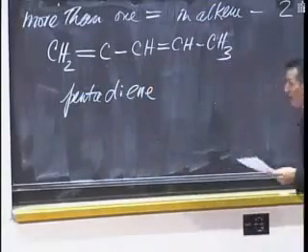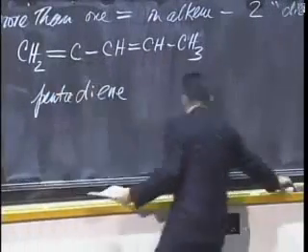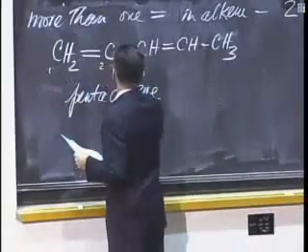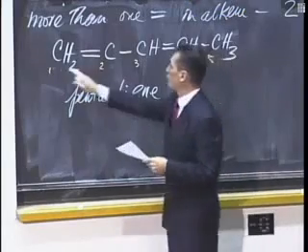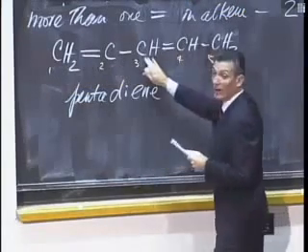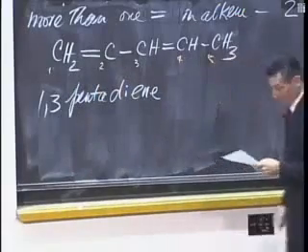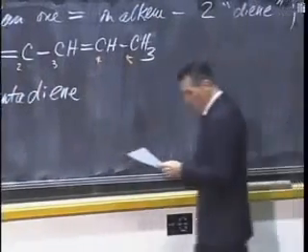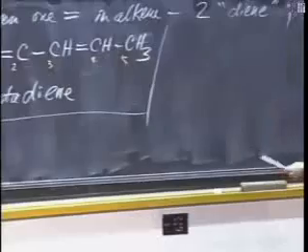A pentadiene. And furthermore, we can say this is carbon number 1, carbon number 2, number 3, number 4, number 5. And the double bonds issue from carbon number 1 and carbon number 3. So we could call this 1,3-pentadiene. So now you see how all of this works, and it's not so bad.